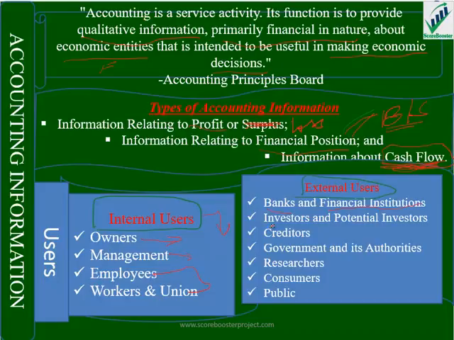Then investors and potential investors. Investors, mostly they are very related to the owners. Investors are those we talk about in a kind of joint stock business, where some people are shareholders.